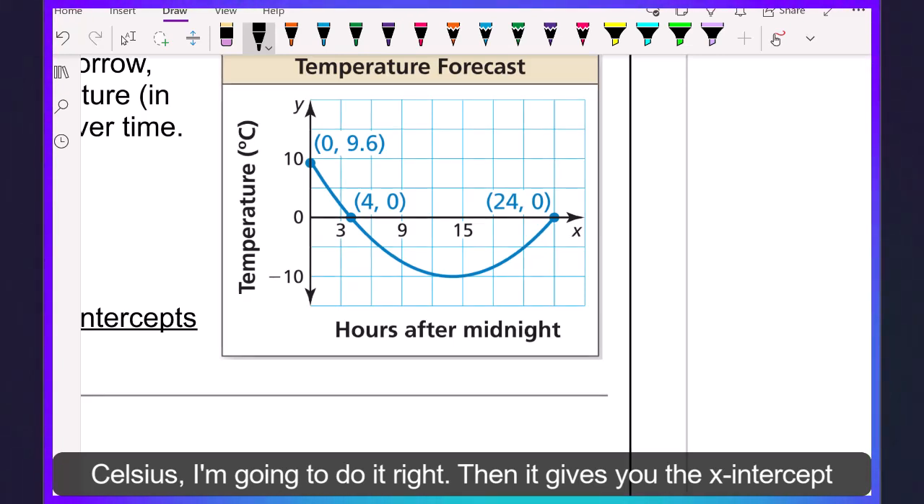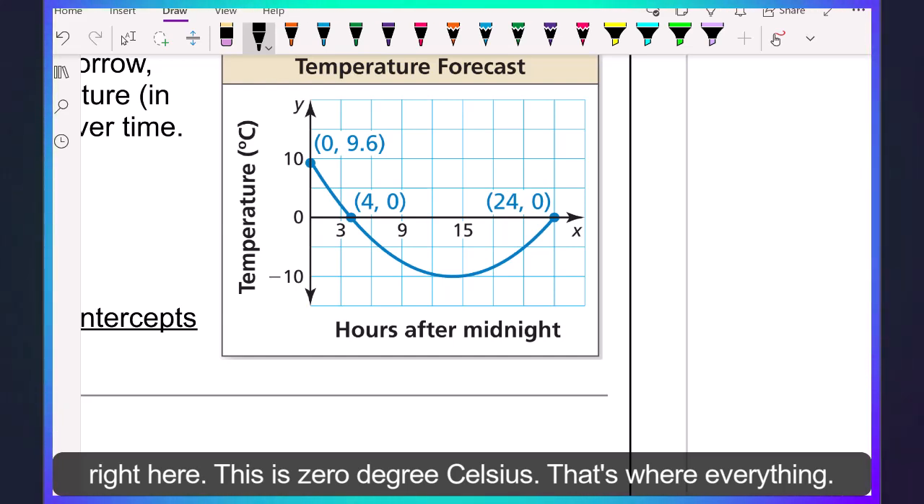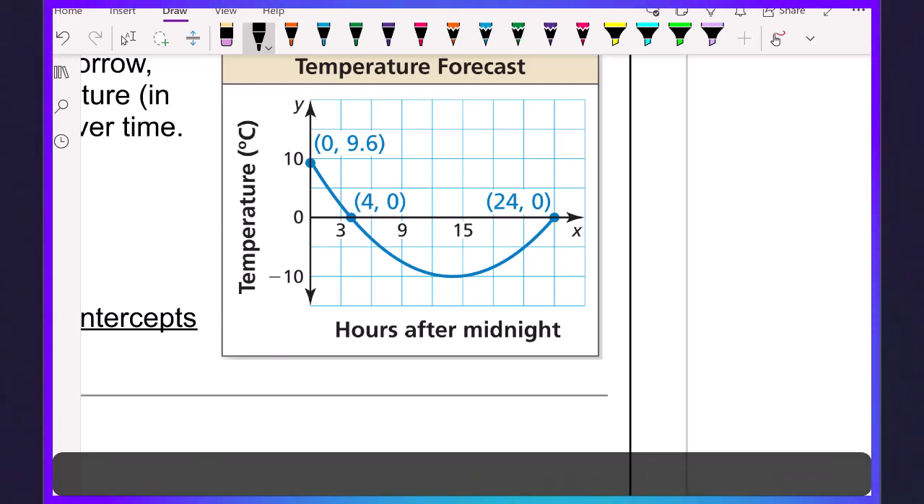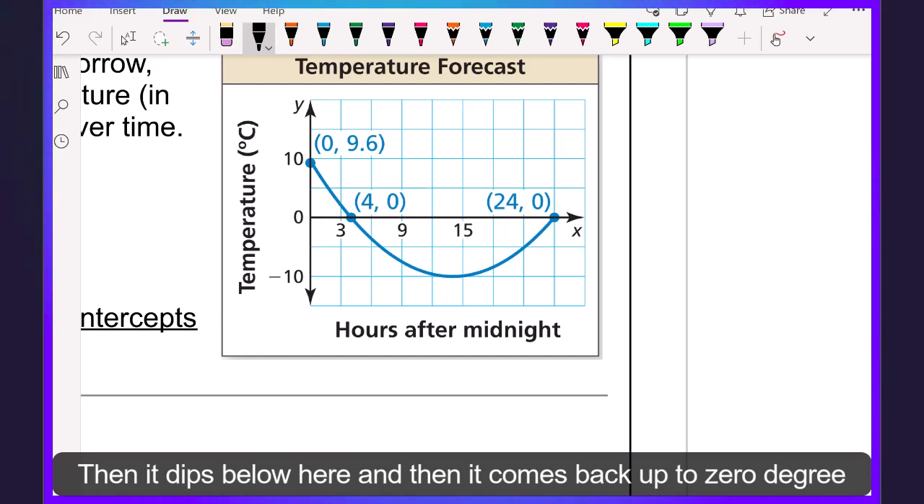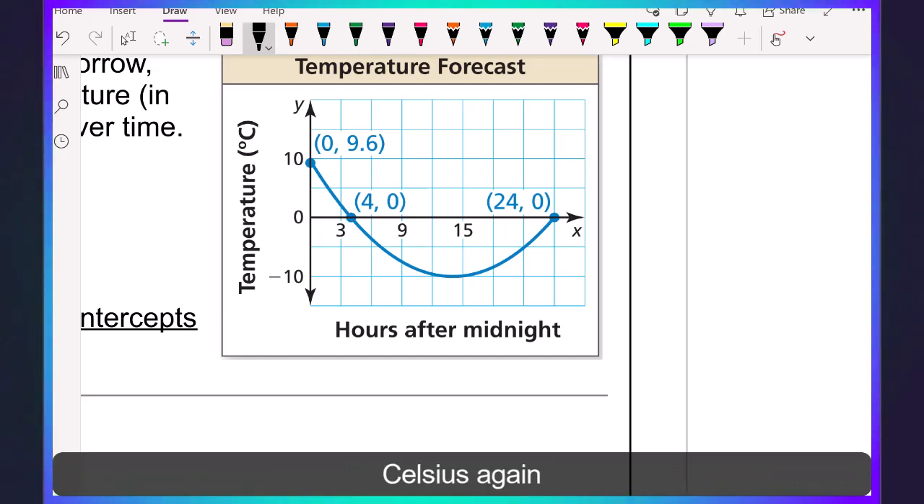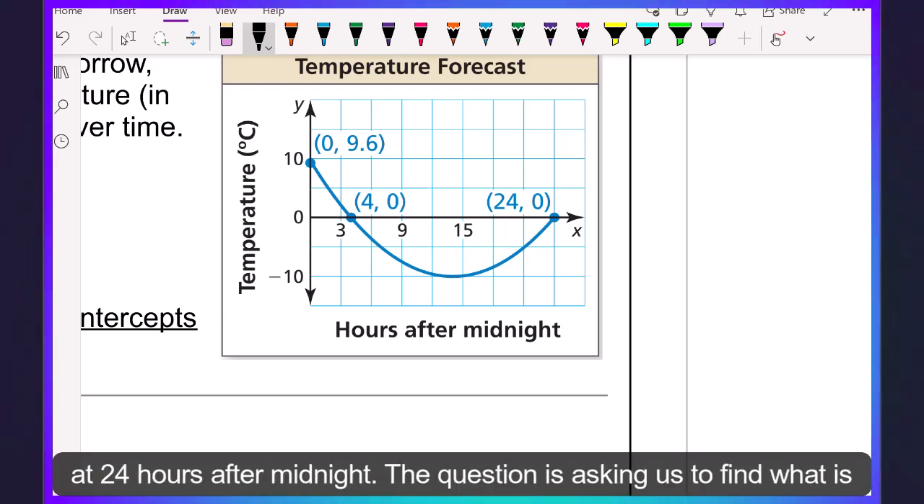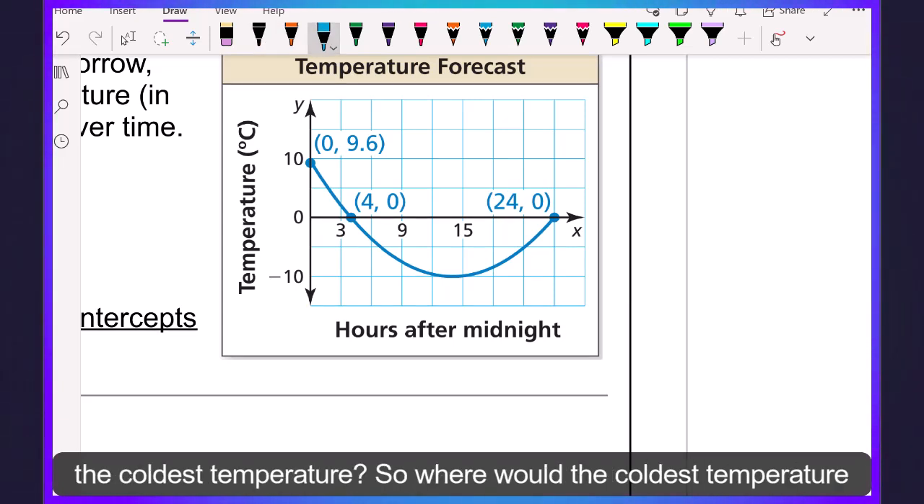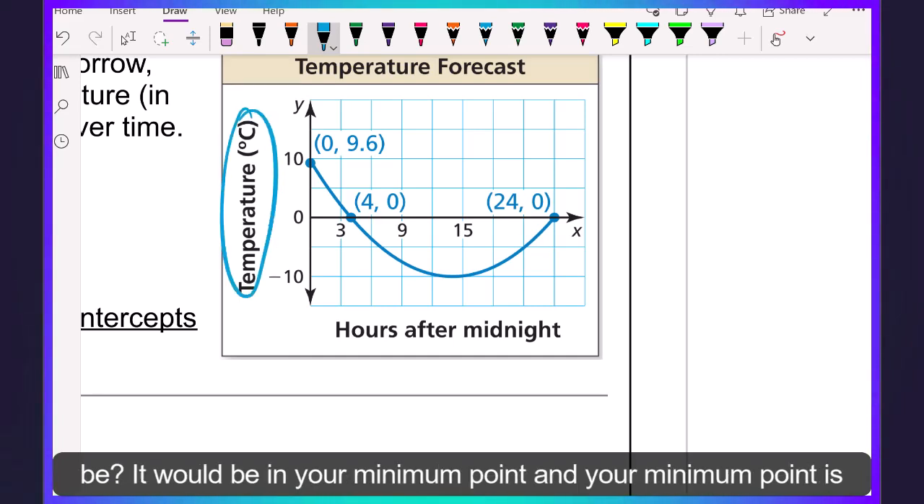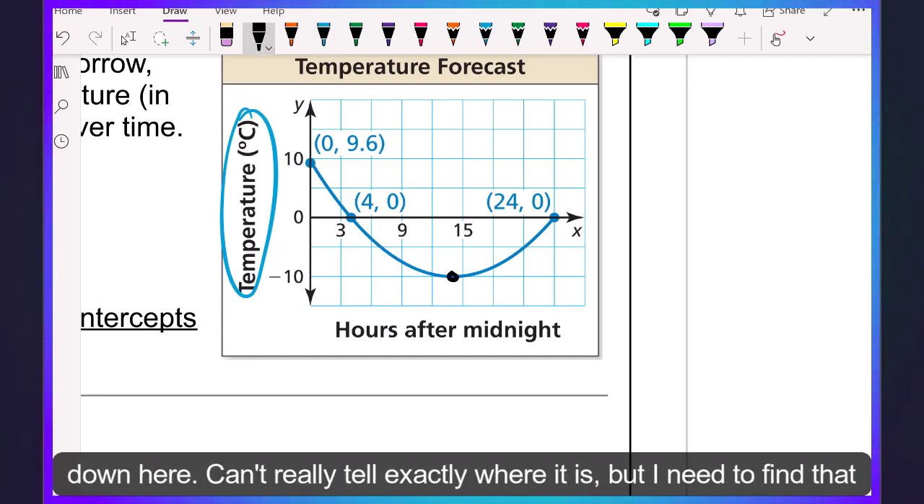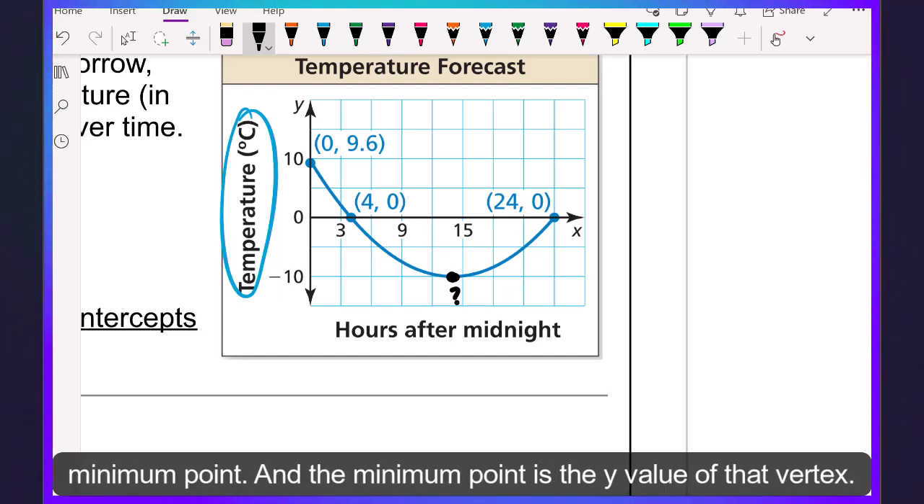Then it gives you the x-intercept right here. This is 0 degrees Celsius. That's where water freezes. Then it dips below here, and then it comes back up to 0 degrees Celsius again at 24 hours after midnight. The question is asking us to find what is the coldest temperature. So where would the coldest temperature be? It would be in your minimum point. And your minimum point is down here. I can't really tell exactly where it is, but I need to find that minimum point. And the minimum point is the y value of that vertex.